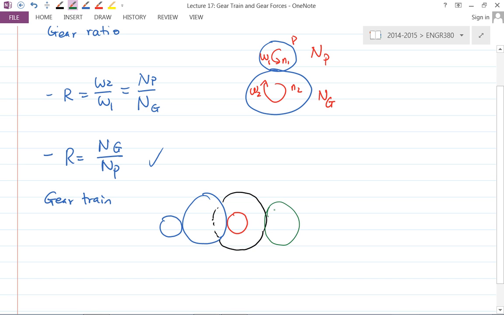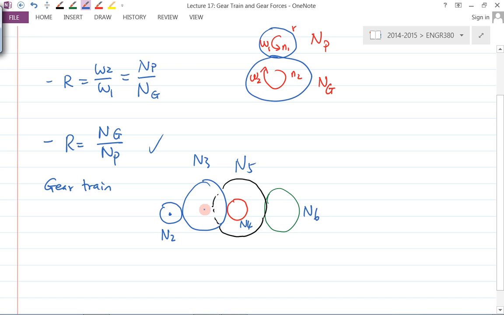So what does that do? Let's label some of these numbers. Let's say this is N2, this is N3, this is N4, sorry, this is N5, and this is N6. So these are the number of teeth for each one of the gears. In the center here, there's always a shaft, right? There's always a shaft here.